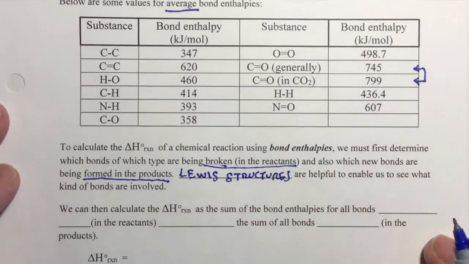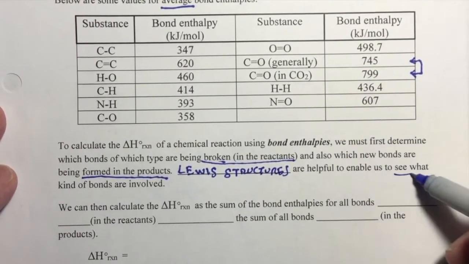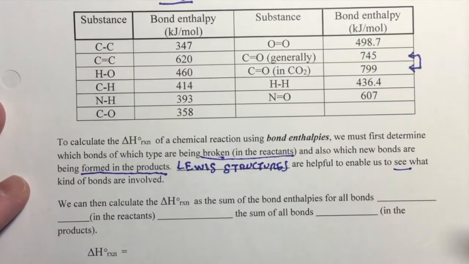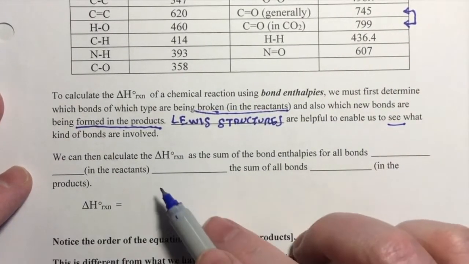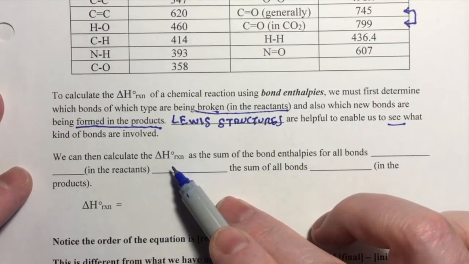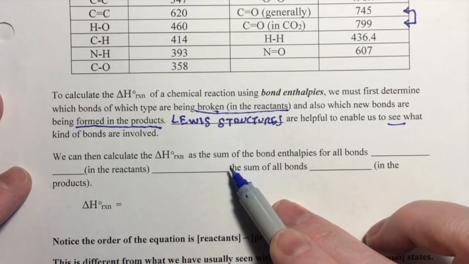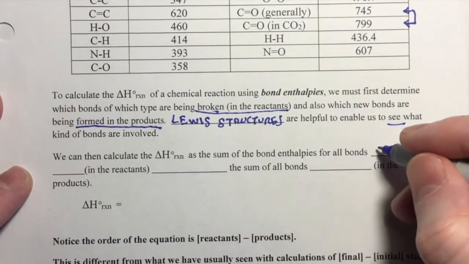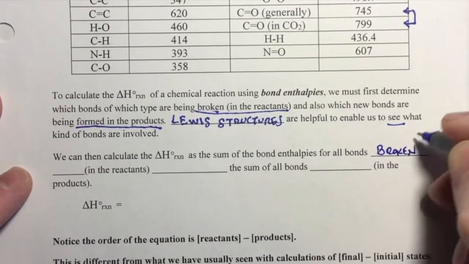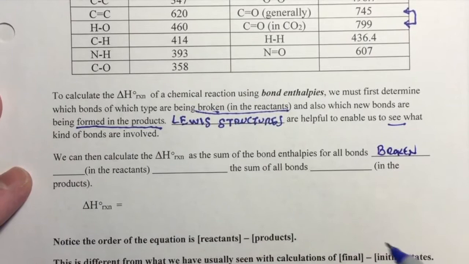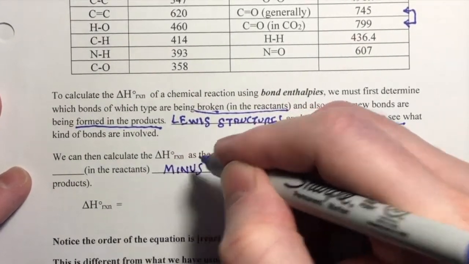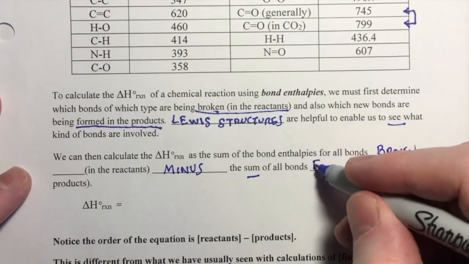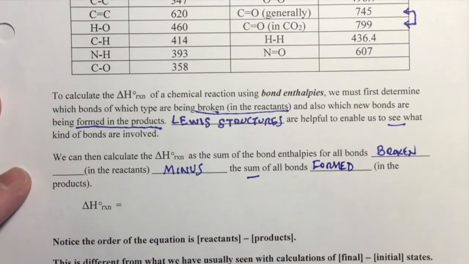So Lewis structures are very helpful to enable us to see what kind of bonds are involved, which ones are being broken, which ones are being formed. We can then calculate the change in enthalpy for the whole reaction by just adding up all the bond enthalpies for all the bonds that were broken in the reactants minus the sum of all the bonds formed in the products.